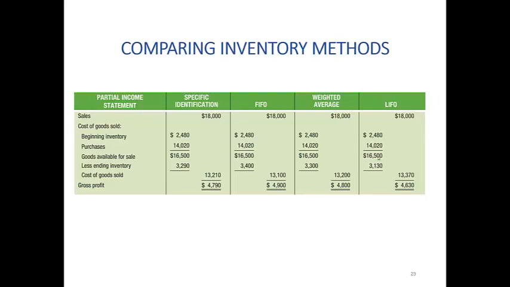And notice that last in, first out is going to give you the lowest gross profit because it gives you the highest cost of goods sold. And this method is frowned upon by the IRS because, of course, they don't want you to understate your gross profit. Weighted average is somewhere in the middle. And then FIFO, first in, first out, is going to give you your lowest cost of goods sold and highest gross profit. And then specific identification is going to give you really your exact gross profit.